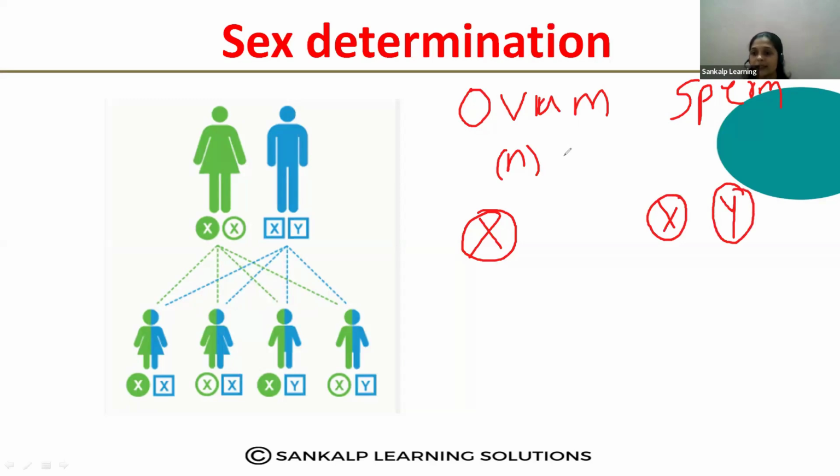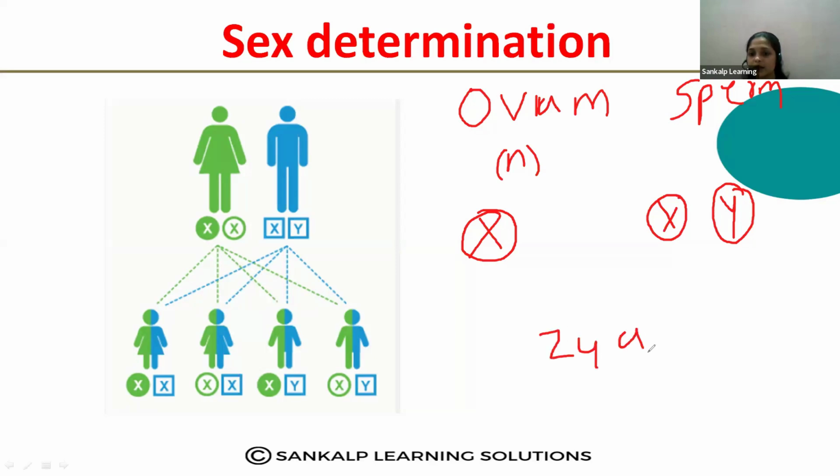The female gamete always produces the ovum that contains the X chromosome. And the sperm may contain the X chromosome or the Y chromosome. Okay, so during fertilization, what happens? The ovum fuses with the sperm, and that forms the zygote.